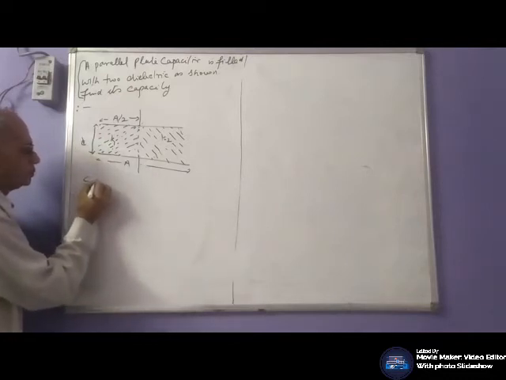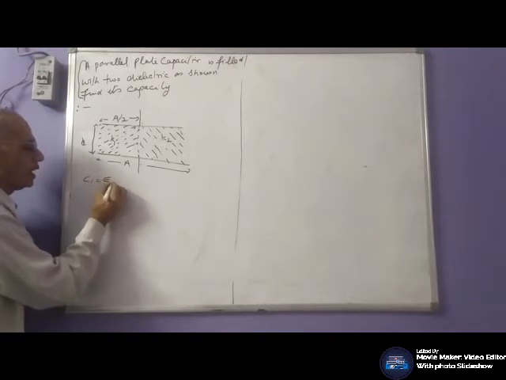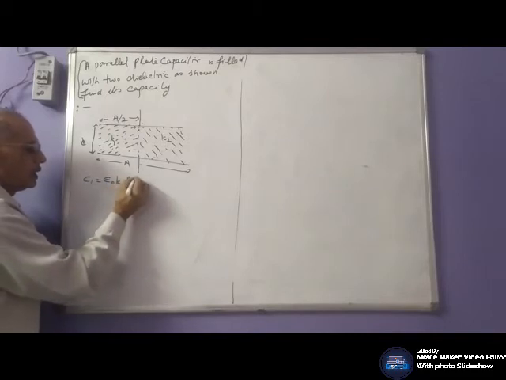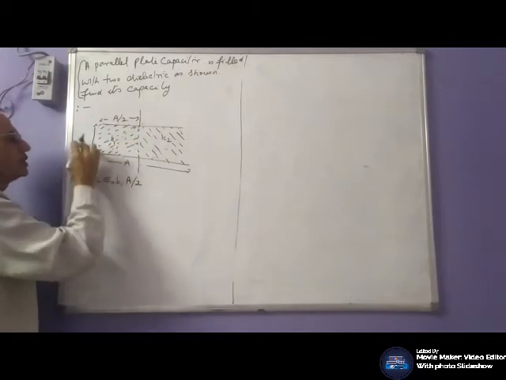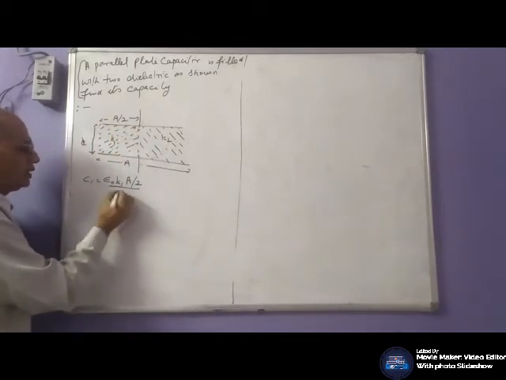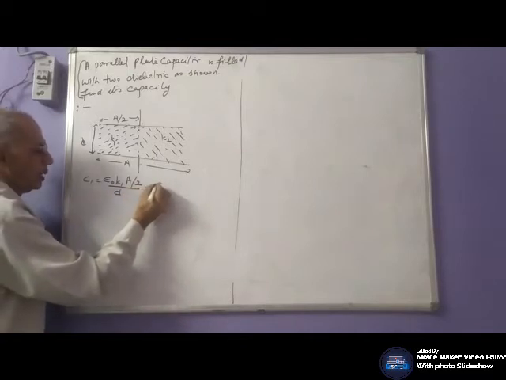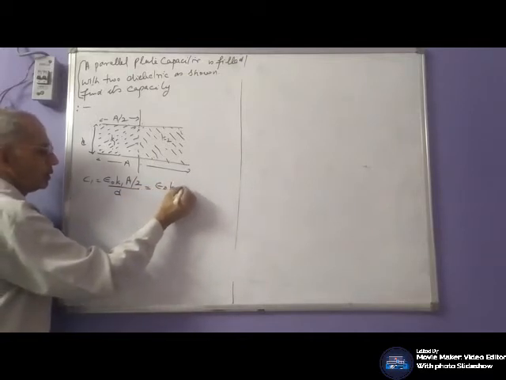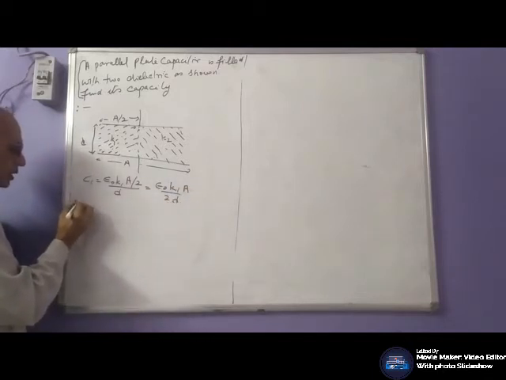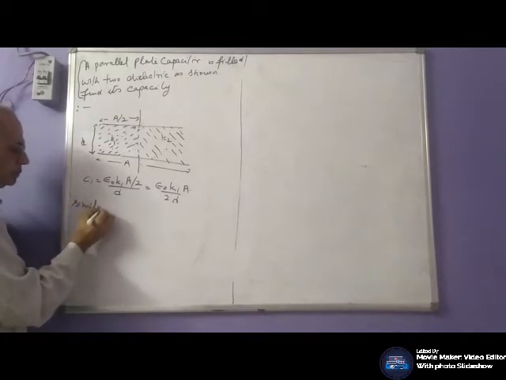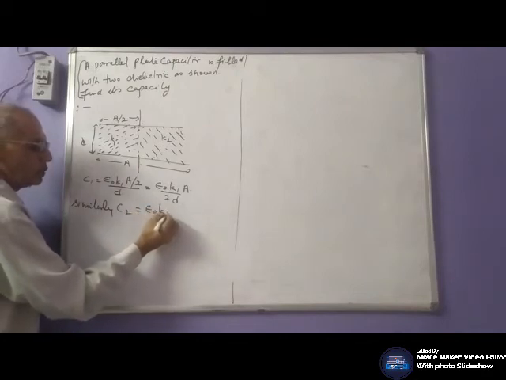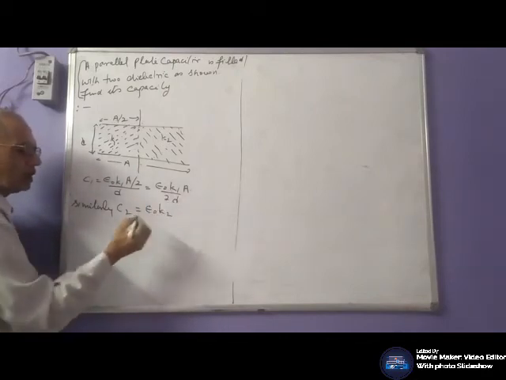This is C1. Epsilon naught K1 A is here of this. This is one capacitor now. By D is same. Epsilon naught K1 A by 2D. Similarly, C2, it is epsilon naught K2. This is dielectric constant or relative permittivity.